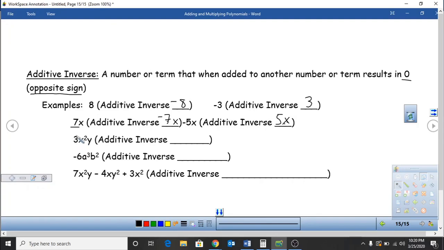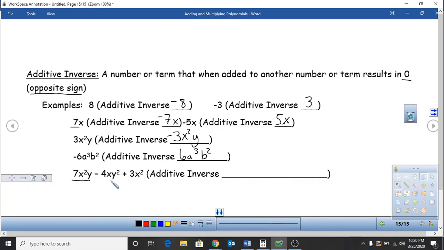What if I have something like 3x squared y? Remember, for additive inverse, I'm just looking at the coefficient of the first number. I'm going to keep this together, so I'm not going to change anything. And again, this is one term. This is a monomial, because there are no pluses or minuses. So I'm going to take the additive inverse of 3, which happens to be negative 3, and then leave my variables and exponents the same, so x squared y. I'm not going to change anything there. I'll apply that rule here too. But I have a negative 6 this time, so the additive inverse would be 6a cubed b squared.